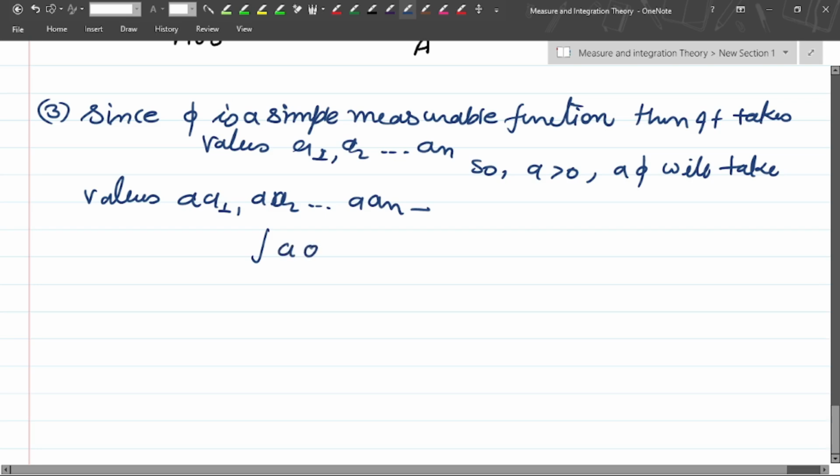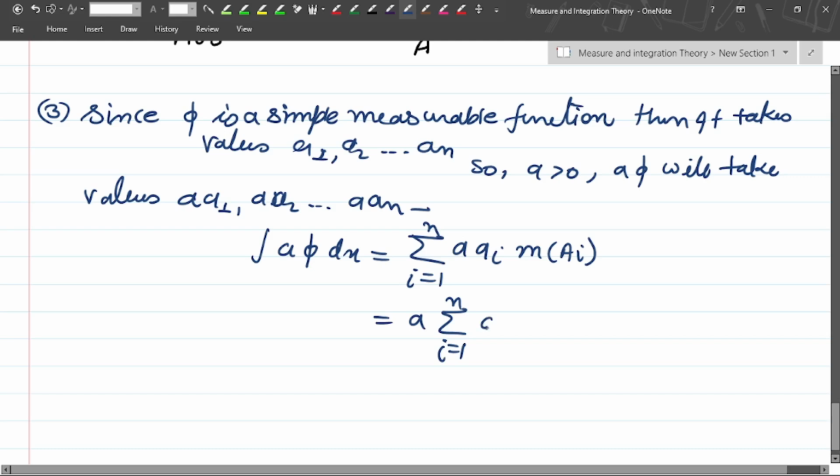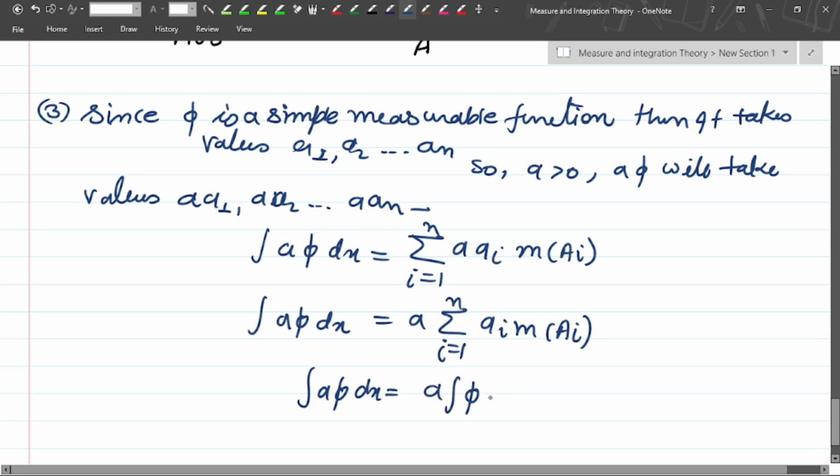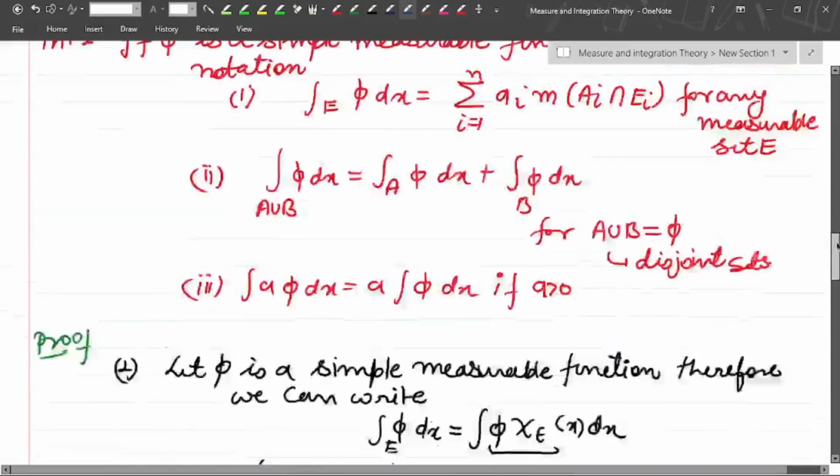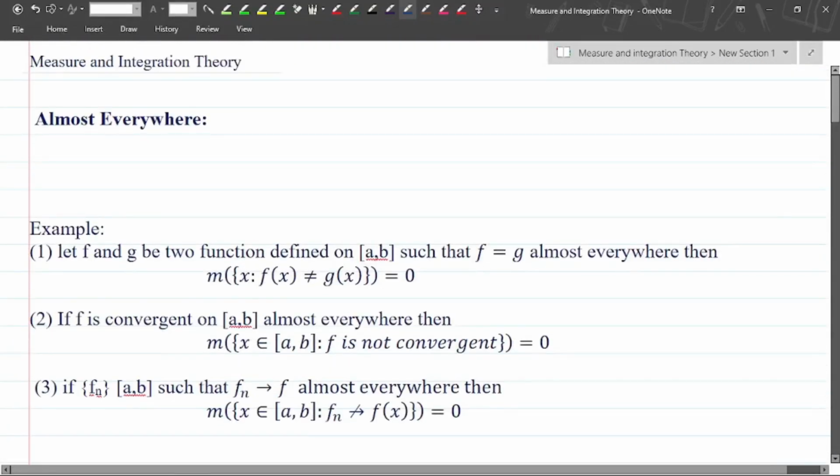It means the integral of a phi dx is the summation i equals 1 to n of a times ai times the measure of Ai. I can write this a outside, so it is a times the summation i equals 1 to n of ai times the measure of Ai, which is the integration of the function phi. So the integral of a phi dx is a times the integral of phi dx. This is the result that we want to prove. So this is all the theorem and the concept of the measurable function almost everywhere.